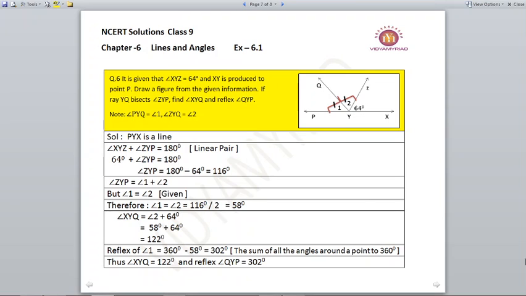Now, angle XYQ, if you see, is made up of two angles, angle 2 plus 64 degrees. So it gives me 58 plus 64, which is equal to 122. The next is we need to find out the reflex of QYP. Now QYP is angle 1. Angle 1 we have already found out, that is 58. So in order to find out the reflex, I need to subtract this from 360 degrees and I get my answer as 302. So thus, as per the required question, angle XYQ is equal to 122 degrees and reflex of angle QYP is equal to 302 degrees.